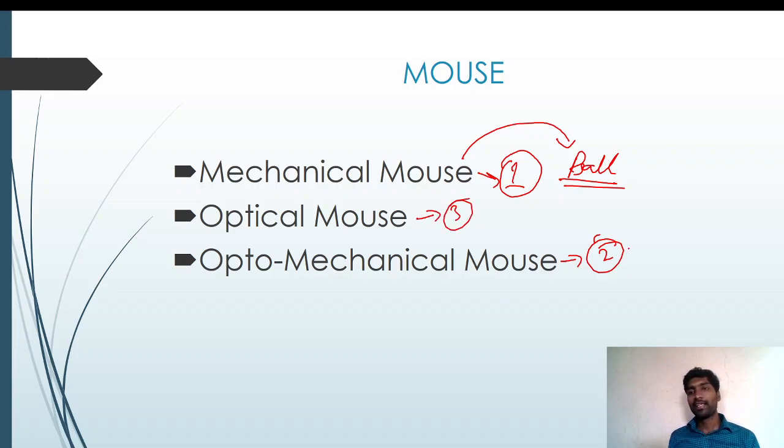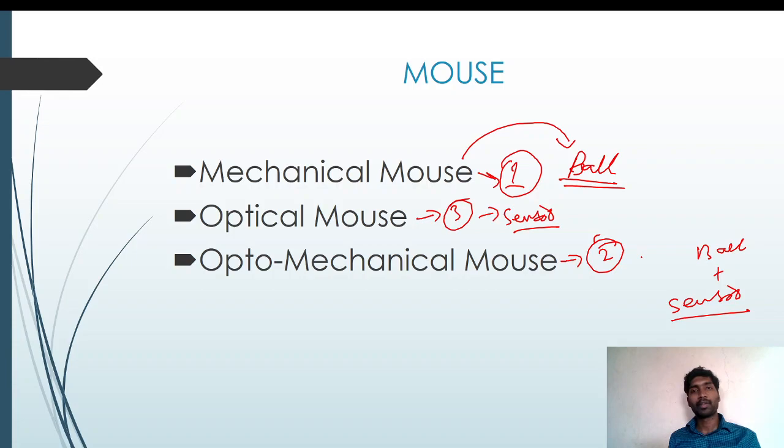Here there will be a ball plus sensor. Ball and sensor will be there. Here only a light sensor will be there. These are the three varieties.